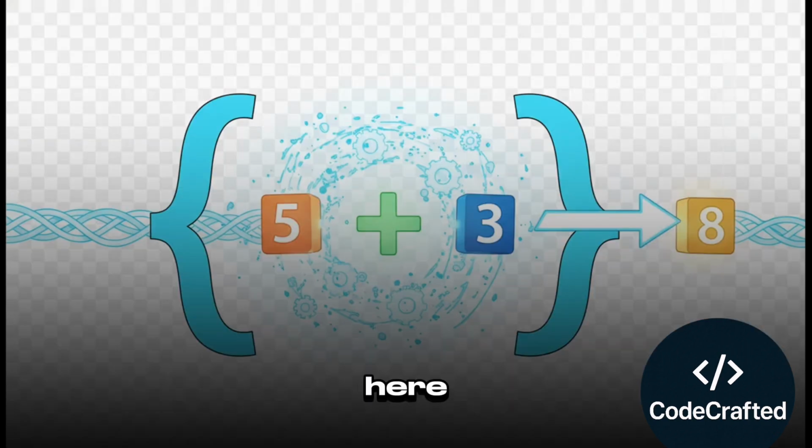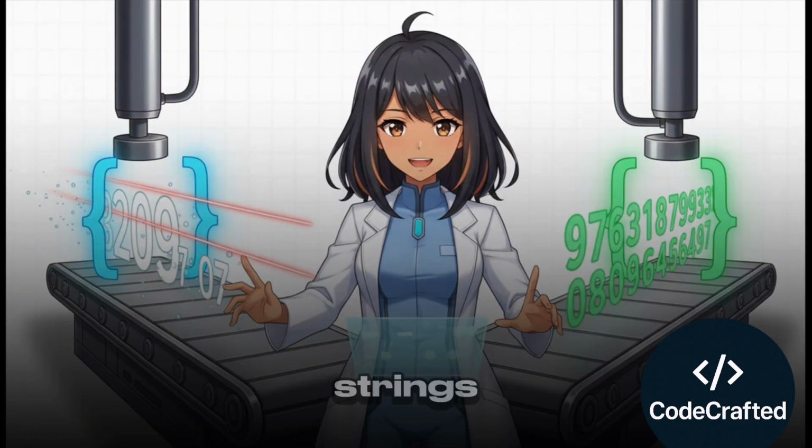And this right here shows you that power perfectly. You can put actual Python code, like this little addition problem, right inside the curly braces. Python solves the math first, gets the answer 8, and then seamlessly plugs it into the string. How cool is that? F-strings also make formatting numbers an absolute breeze.